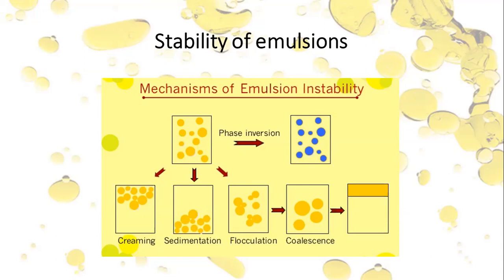Flocks slowly move either upward or downward, leading to creaming. Flocculation should not be confused with creaming. Flocculation is due to the interaction of attractive and repulsive forces, whereas creaming is due to density differences in the two phases.